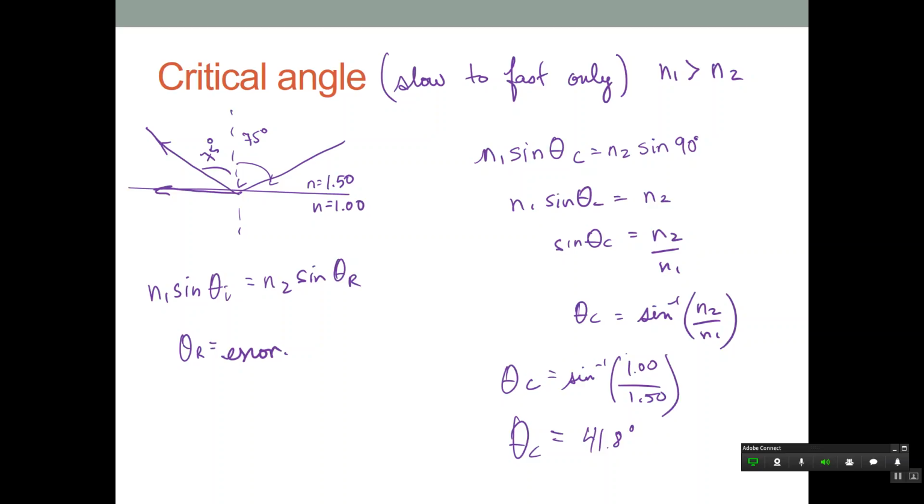Okay? So let's write that in a box. Any incident angle greater than the critical angle will result in total internal reflection.